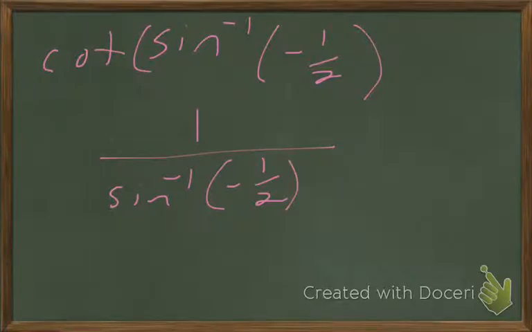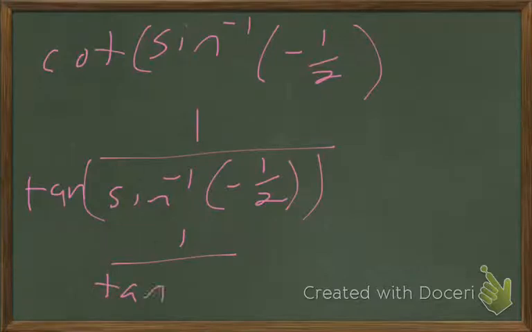This is where the chapter 7.1 tables come into play. Cotangent is the same as 1 over tangent of sine inverse of negative 1/2. Well, sine inverse of negative 1/2 ends up being negative pi over 6, so we have 1 over tangent of negative pi over 6.